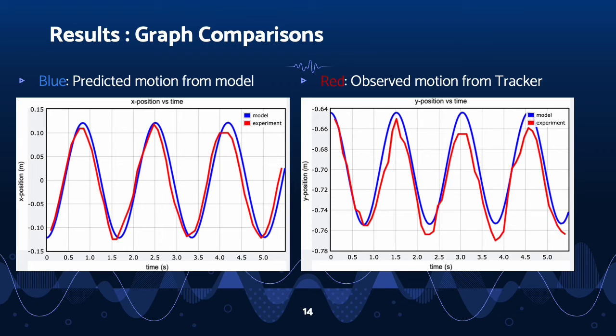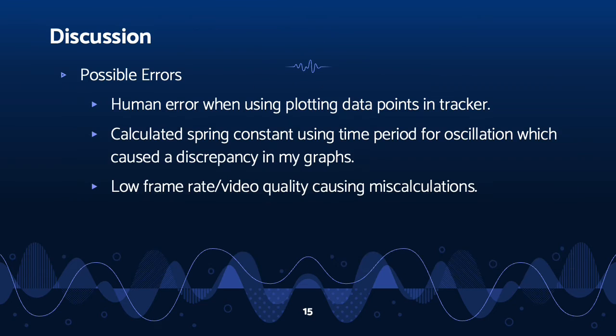For the y position versus time graph, the data lines up pretty well except for the maxes and mins, which could have happened if I overcalculated the initial displacement in the y direction. Thus, all subsequent displacements were greater than what it was actually supposed to be.